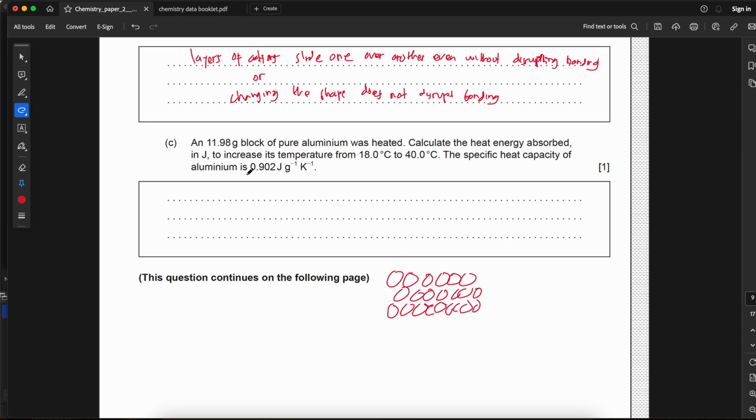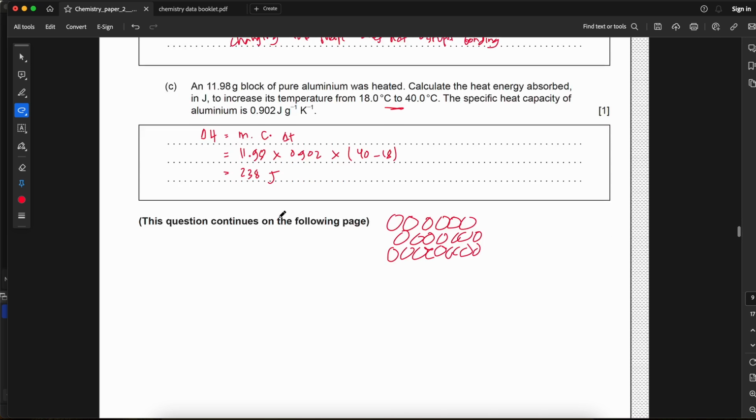An 11.98 gram block of pure aluminum was heated. Calculate the heat energy absorbed. So that would be mcΔT. Mass is 11.98 times c, 0.902, times 40 minus 18, which is ΔT here. So you will get 288.38 joules.